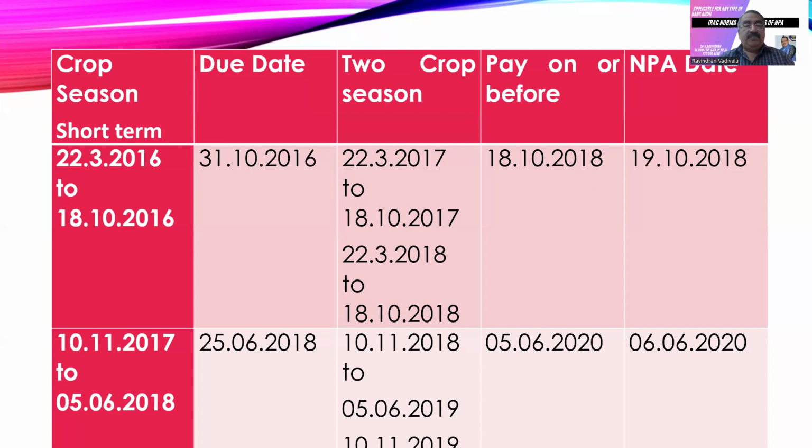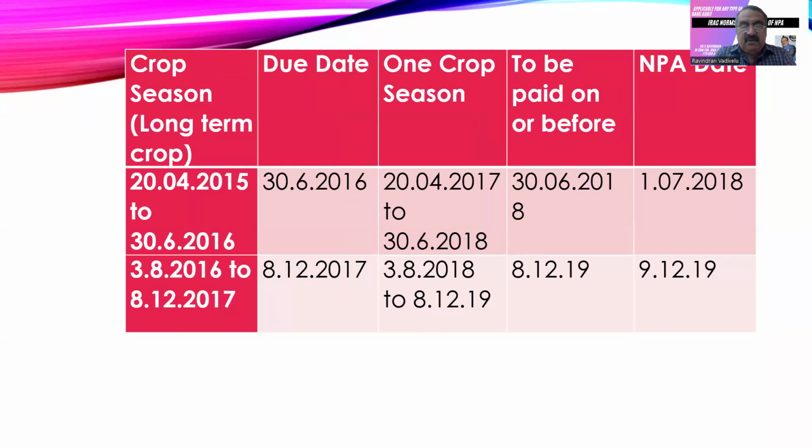That is with reference to short-term crop loan. And now I am moving to the long-term crop loan. From the due date, we have to add only one crop season. That is 24/15 to 36/16 is the crop season. As per the sanction letter, they mentioned the due date as 36/16. So add one crop season 24/17 to 36/18. So the amount which is due on 36/16 has to be paid on or before 36/2018.